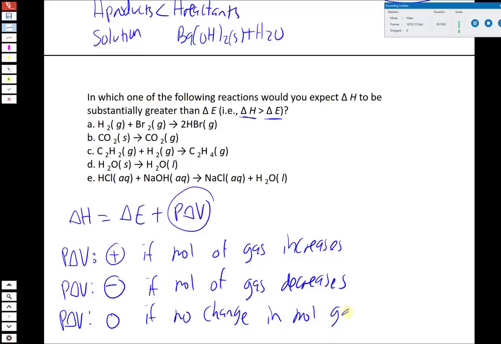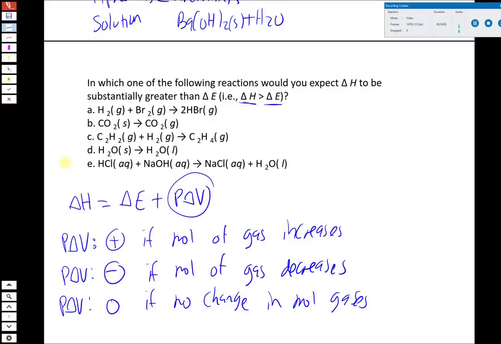So all we do is look at each of these chemical reactions, figure out how many moles of gas are on each side. So for choice A, on the product side, we have 2 moles of gas.